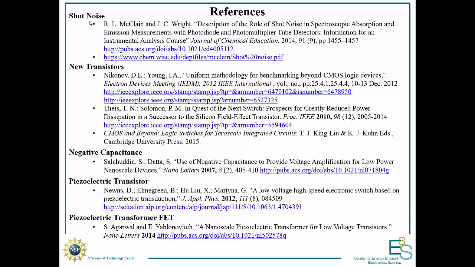Here are some references on everything that we've covered. Here are some good references on deriving shot noise. Here are a couple of good review articles on new types of transistors. And this is a book that covers many of these new technologies. In addition, here are some of the key papers on the new types of transistors that I've discussed in the last part of the lecture.